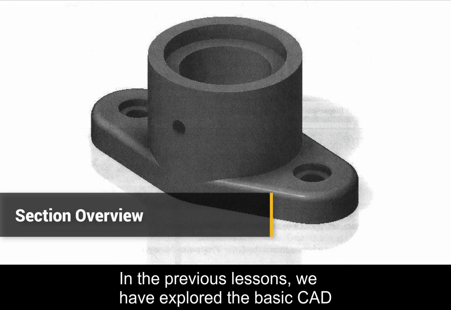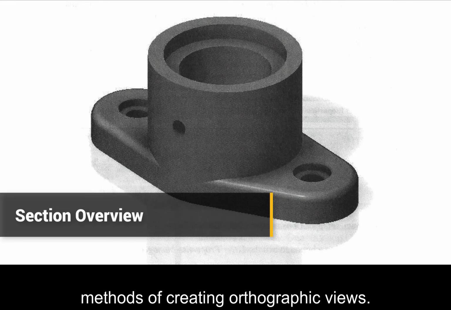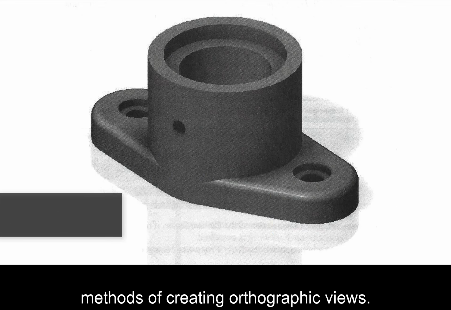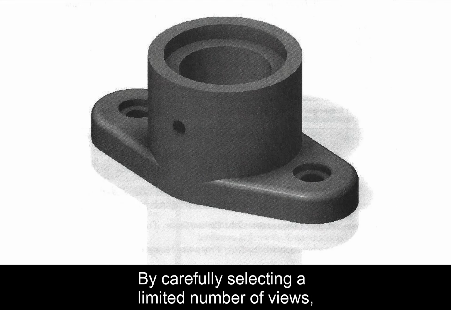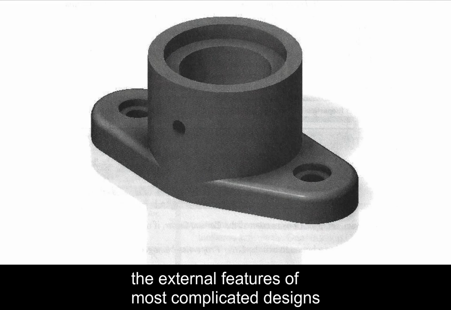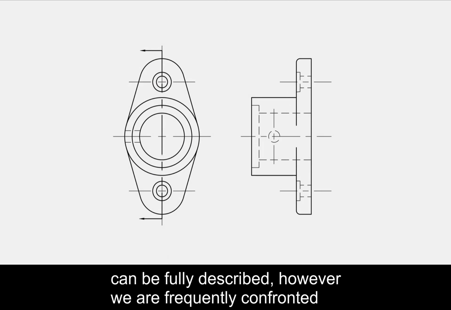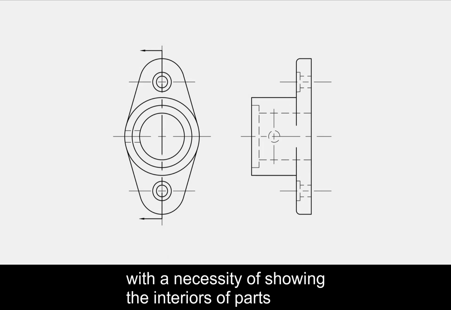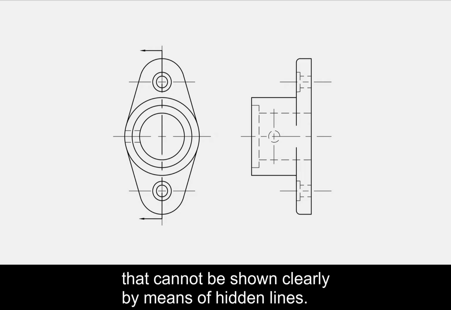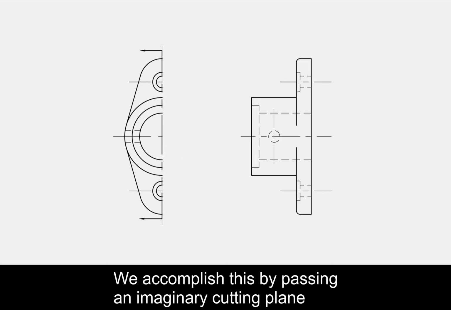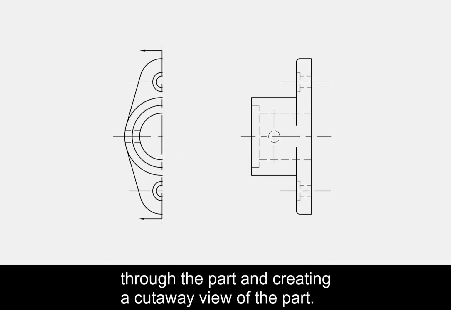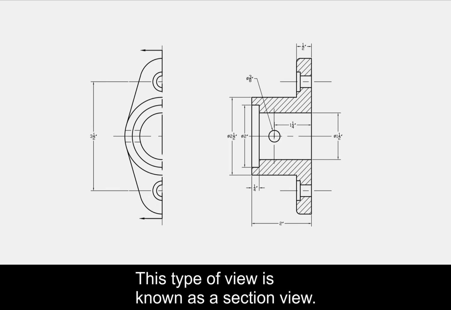In the previous lessons, we have explored the basic CAD methods of creating orthographic views. By carefully selecting a limited number of views, the external features of most complicated designs can be fully described. However, we are frequently confronted with the necessity of showing the interiors of parts that cannot be shown clearly by means of hidden lines. We accomplish this by passing an imaginary cutting plane through the part and creating a cutaway view of the part. This type of view is known as a section view.